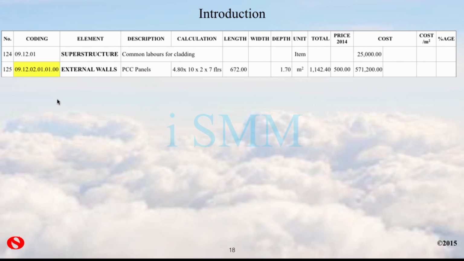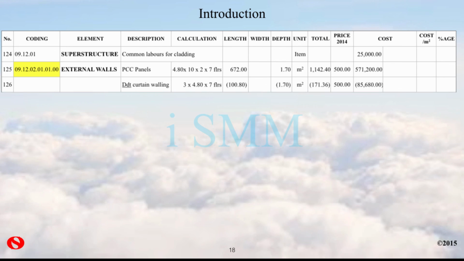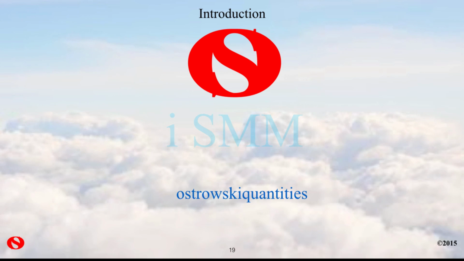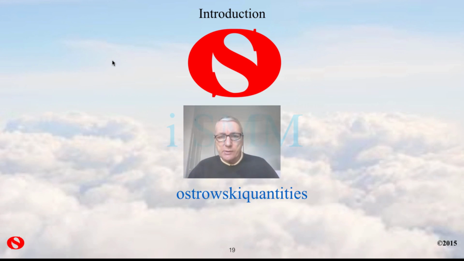This is what it looks like in an actual measurement. Here is the measurement of the precast concrete panels, and here is our coding 09.12.02.01.01.01, and it's item 125 on our master measurement. And so it goes through the rest of the items, picking up and coding as necessary.